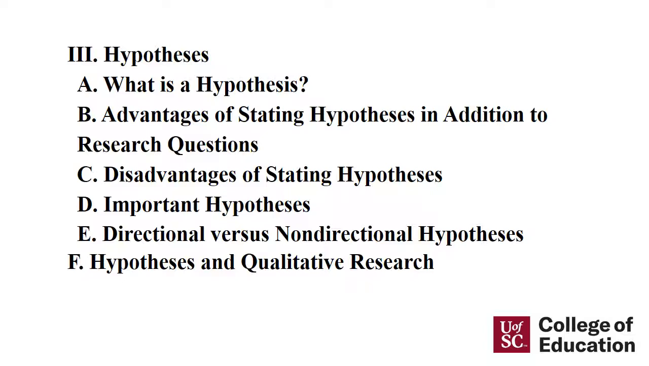E. Directional versus non-directional hypotheses. A directional hypothesis is a prediction about the specific nature of a relationship. For example, method A is more effective than method B. A non-directional hypothesis is a prediction that a relationship exists without specifying its exact nature. For example, there will be a difference between method A and method B, without saying which will be more effective.